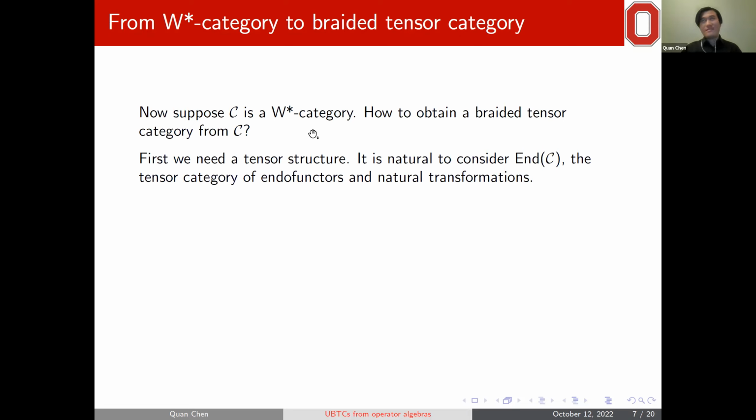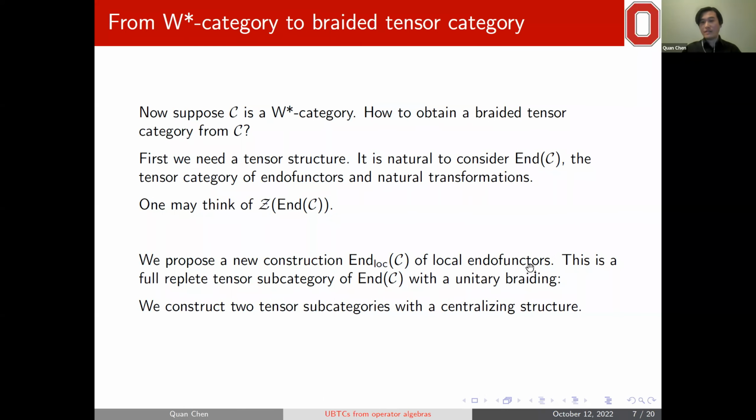So first we need a tensor structure. It's natural to consider End(C), the tensor category of endofunctors and natural transformations, and your tensor structure is given by the composition of endofunctors. Composition of endofunctors is a well-defined tensor product, and it is strictly associative. So we get a tensor category from C. And how do we get a braiding? Well, we may think of the Drinfeld center, right? It's a natural construction, but we propose a new construction called the local endofunctors. This category is actually a full replete tensor subcategory of End(C) with a unitary braiding, and the way we construct it is using the centralizing structure we just described.